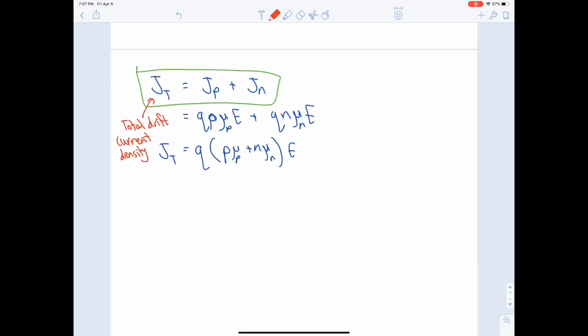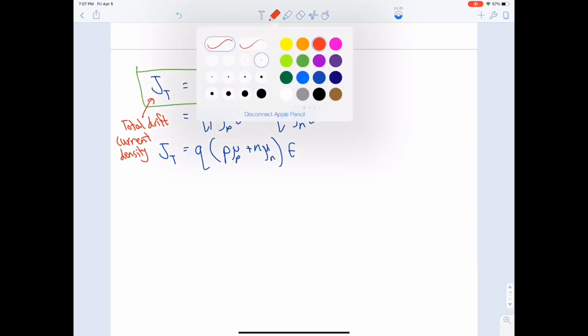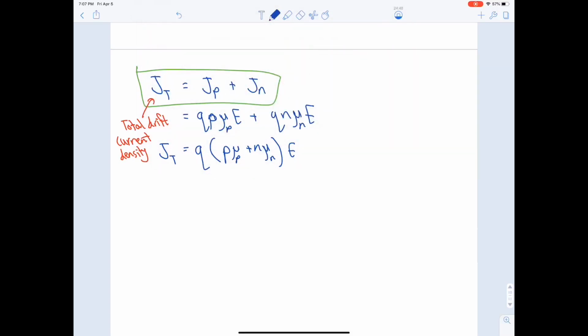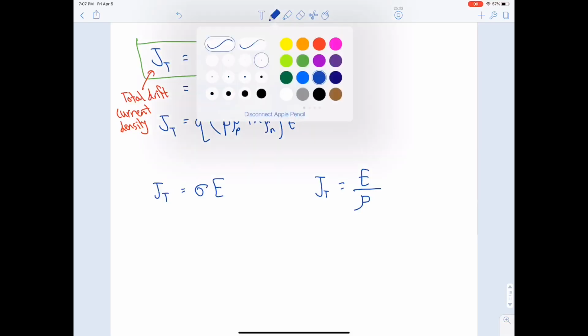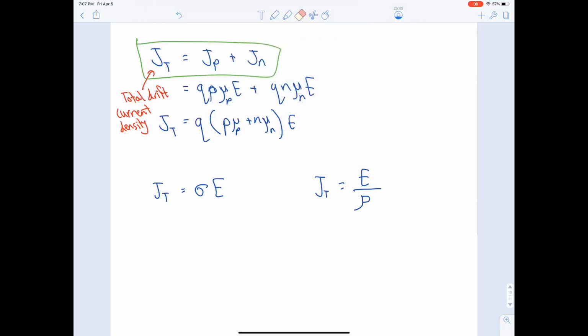Now there are also another two equations for the total drift current density. It's J T equal to the conductivity multiplied by the electric field, and we also have the total drift current density as the electric field divided by the resistivity. Now, there's no need to include this small t. You can just keep it like this. Okay. So those are two more equations.